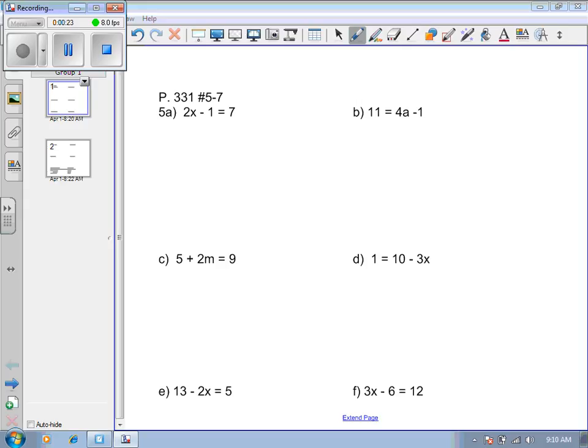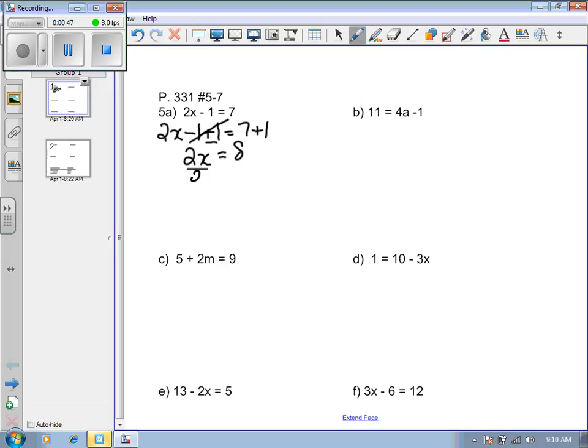Minus 1. Way to go, Meg. So I go 2x, subtract 1. What's the opposite of subtraction? Addition. Way to go. Whatever I do to one side, I must do to the other side. We've got to keep it balanced at all times. What happens to minus 1 plus 1? They cancel out. Excellent. Leaving us with 2x is equal to 8.